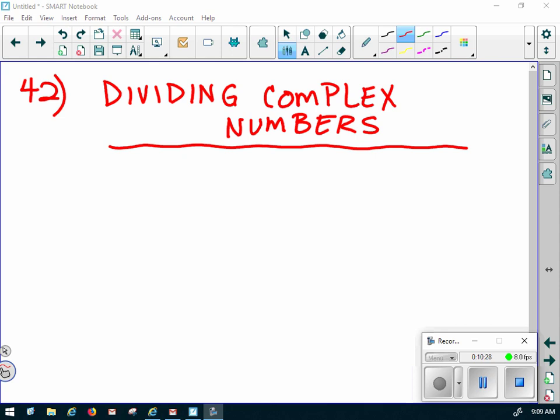Listen, you have added and subtracted and multiplied complex numbers. We haven't divided them. But listen to me, dividing complex numbers is the same as dividing square roots. You don't need to write this down, but let's review.